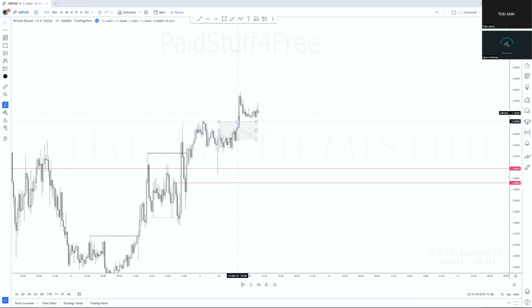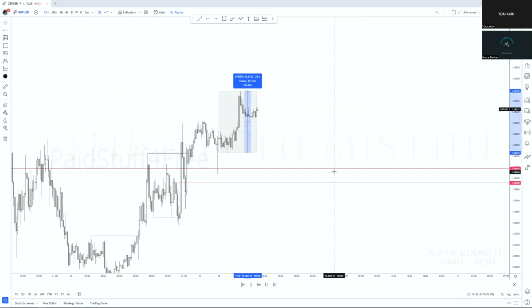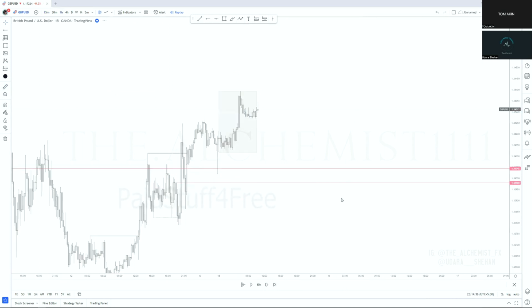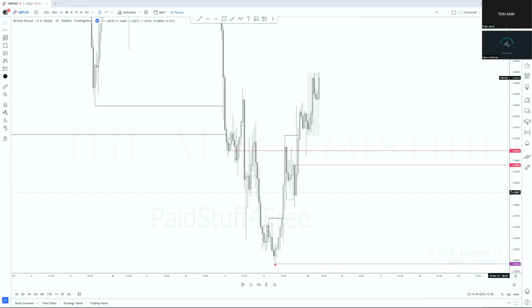There we go, Asia is now over. Sorry, Udara, how many pips did Asia do for this one? Let's see. Only 28 pips. See that? Only 28 pips. So we have that marked out. Now let's start marking out ranges and all of that. Let's see what price is doing.